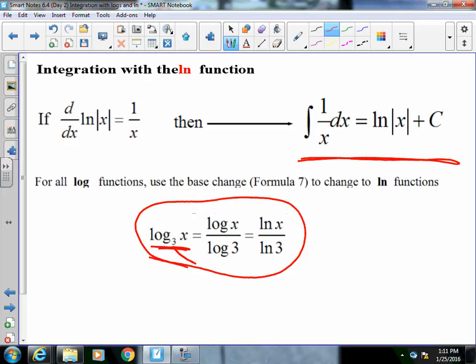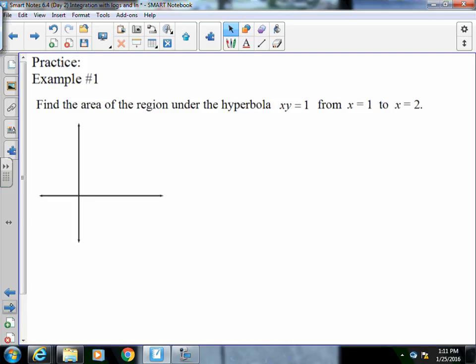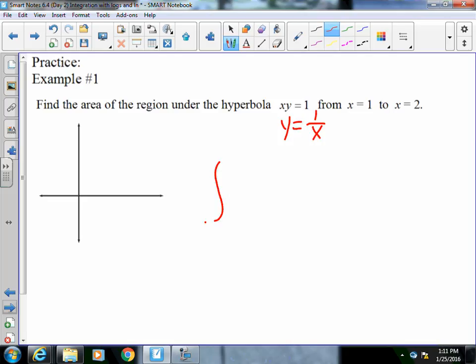We can write log base 3 of x as ln of x over ln of 3, which might come in handy. So let's try one. It says find the area under the region. Find the area of the region under the hyperbola xy equals 1 from 1 to 2. So, if xy equals 1, y equals 1 over x. So we need the integral from 1 to 2 of 1 over x dx.